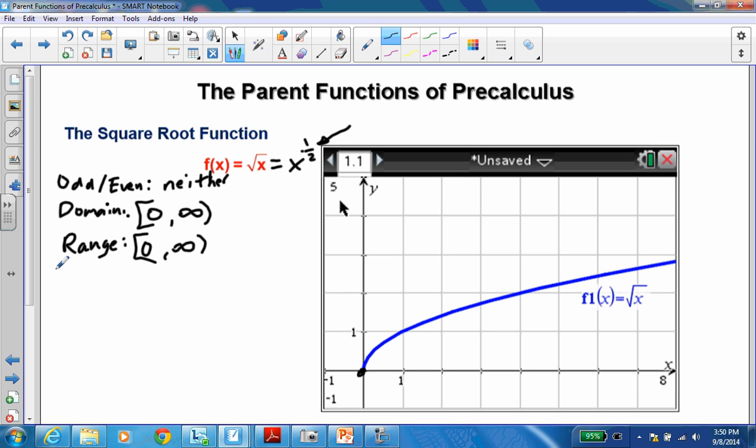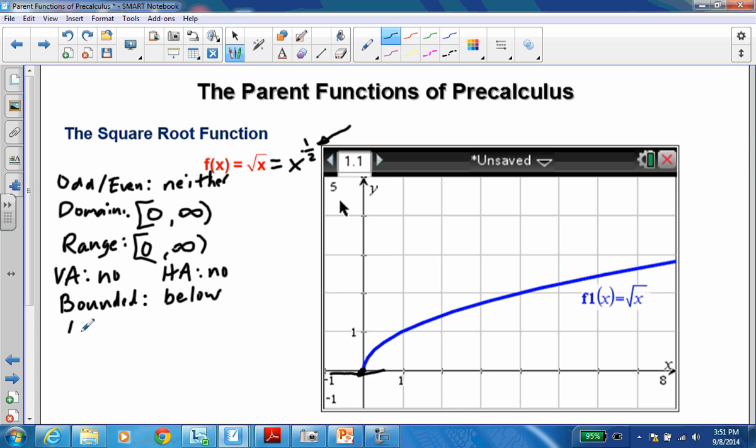Next, do we have a vertical asymptote? No. Do we have a horizontal asymptote? No. Do we have boundedness? Yes, where is this function bounded? Yeah, what 0? Well, bounded above or below? Below, right? So that's our lower boundary, so we say bounded below.